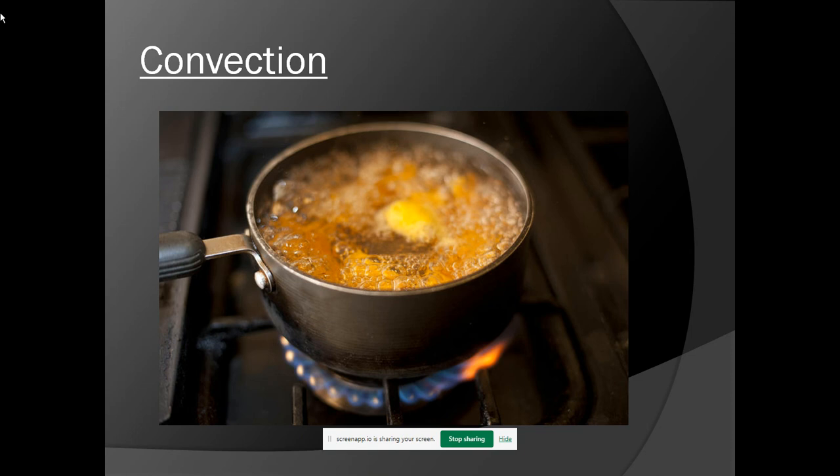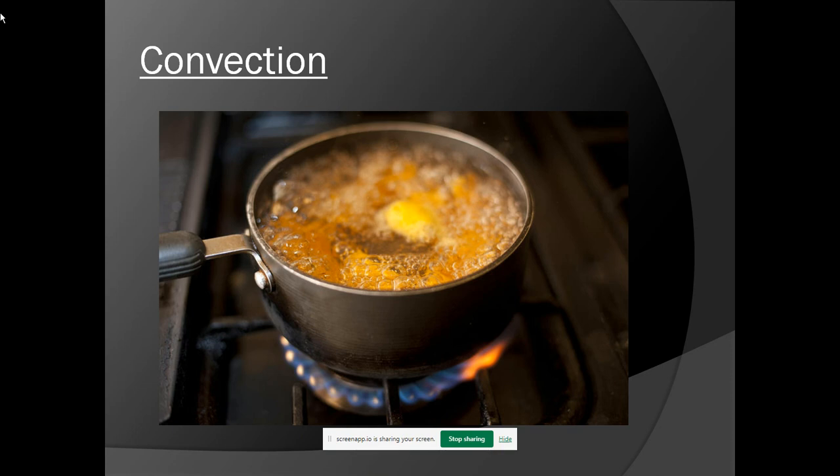Another way is convection. Convection spreads heat by making molecules move. It is the most common method of heating liquids and gases because molecules are able to move easily within liquids and gases.